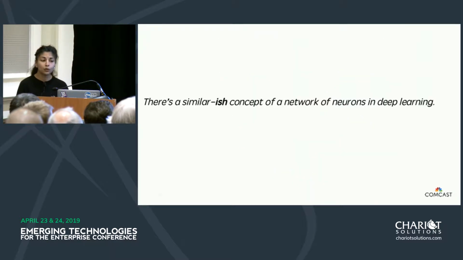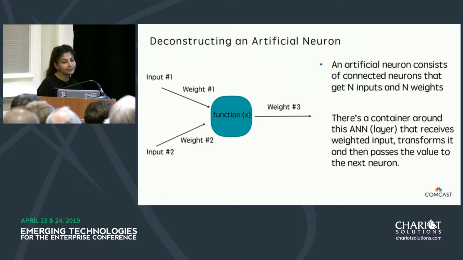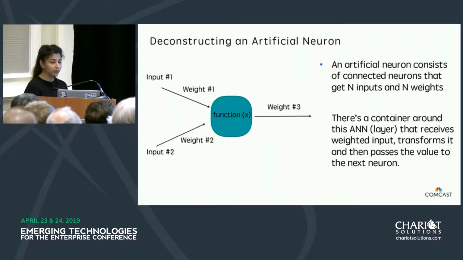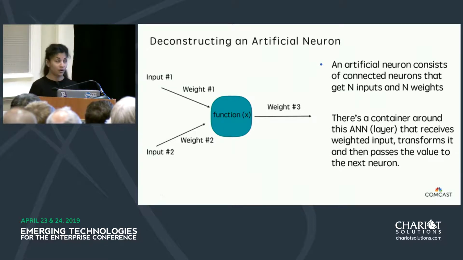All right, so the whole point of going through this hack of a biology class tutorial is that neurons are similar-ish to the concept of a network of neurons in deep learning. So let's deconstruct an artificial neuron. There's a concept known as artificial neural networks, and within an artificial neural network, there is a concept known as a neuron. We're going to take it really high level here and deconstruct what an artificial neuron really is.